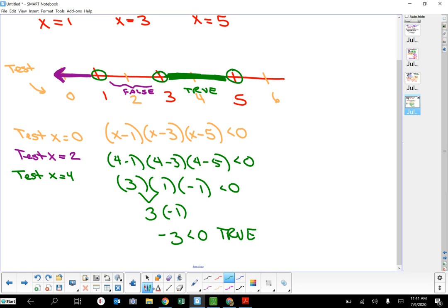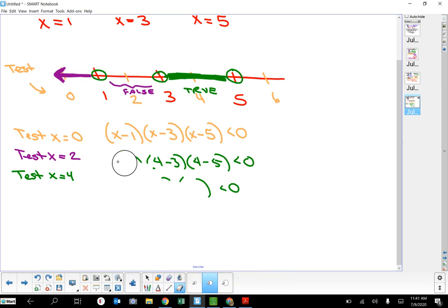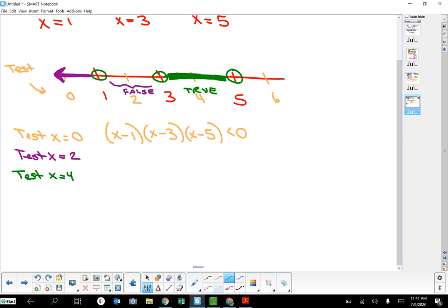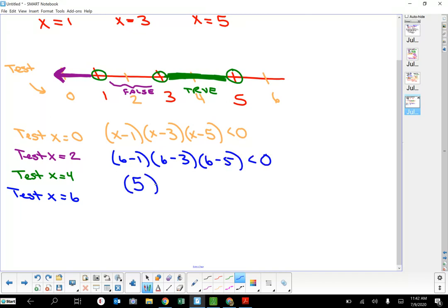Okay. And then let's go and check out our last value. And I know this is a pain in the rear end, but sometimes life's not easy. Things happen. You're going to have to take some time, have some grit, work it out. So test x equals 6. So we have 6 minus 1 times 6 minus 3 times 6 minus 5. So this is 5 times 3 times 1, which is 15. And this is false. And so everything up here is false. So that would not get shaded.